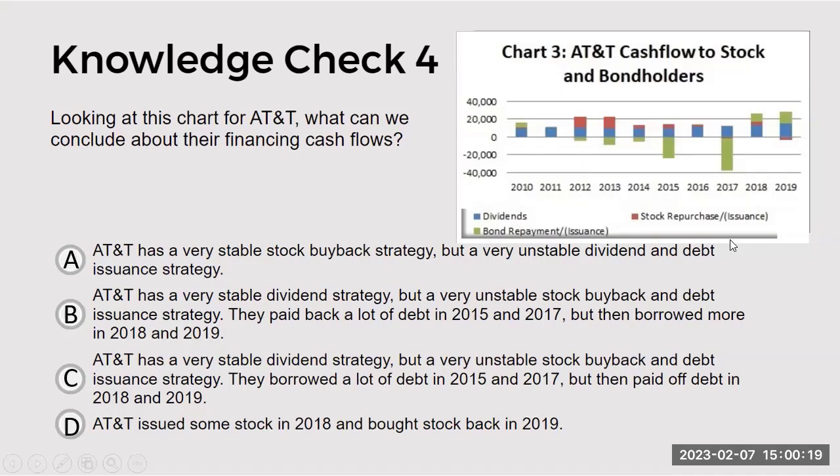They paid back debt in 2015 and 17. Does that sound right? They actually borrowed in those two years. They borrowed a lot in 2015 and 17 and paid it off in 18 and 19. Does that look correct? C looks pretty good. They issued stock in 18 and bought it back in 19. It's the exact opposite, isn't it? All right, so C looks pretty good on that one.